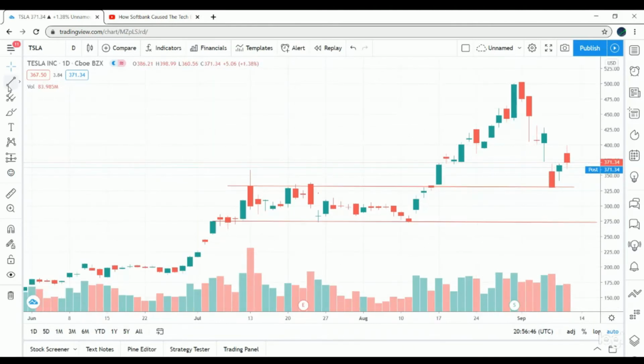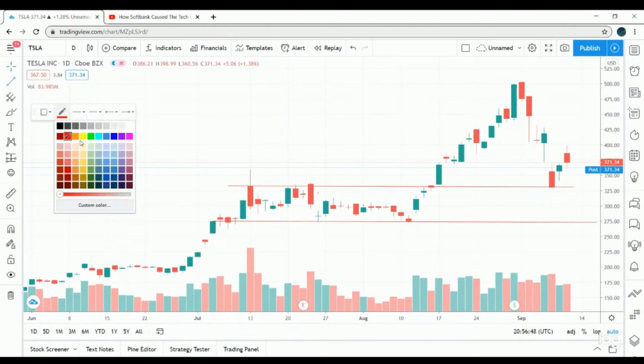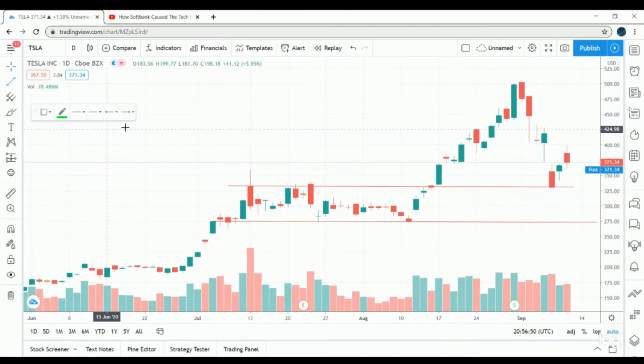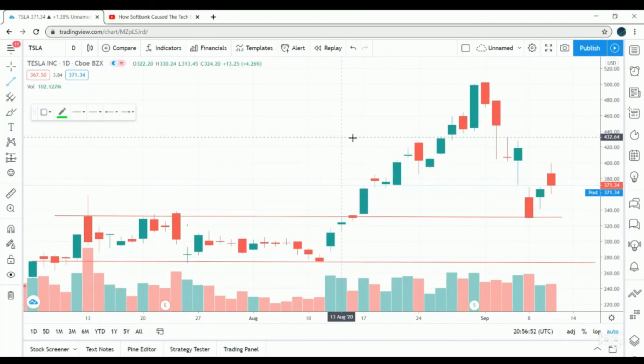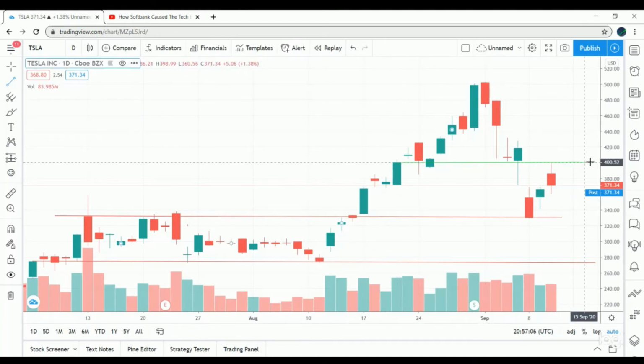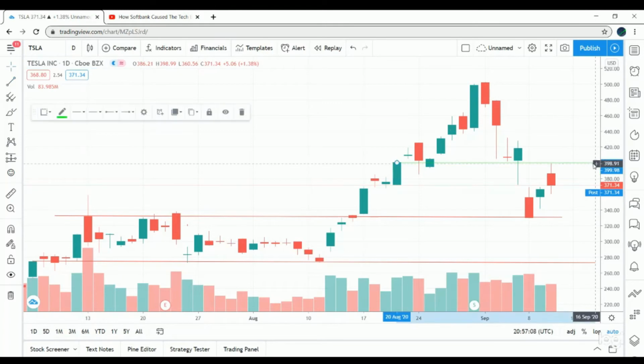Now let's go on to resistance, how high I think Tesla could go. Personally, I don't think there's much of a cap on where Tesla could go in the foreseeable future, but I do believe there are some points worth noting. So I believe that this year, around 400 is going to be a relatively tough point to break.